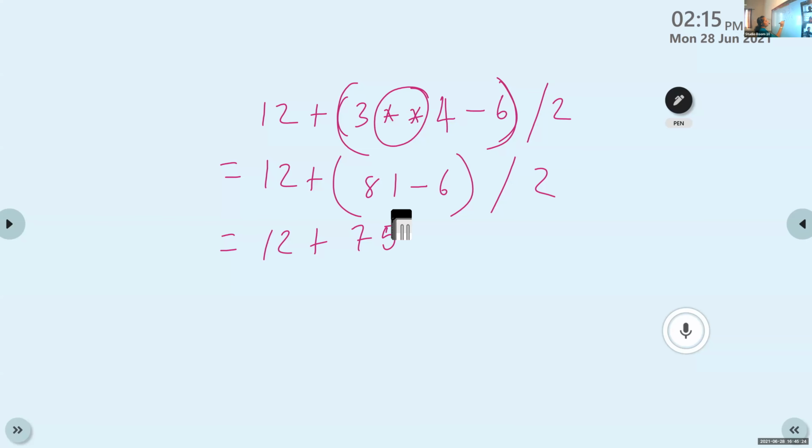75 by 2. Next, we do plus and 75 by 2 division. The next operation with high precedence is division. When we consider plus and minus, high precedence is for division. So calculate 75 by 2. What is 75 by 2? 37.5. Then add the result. So the result is 49.5.